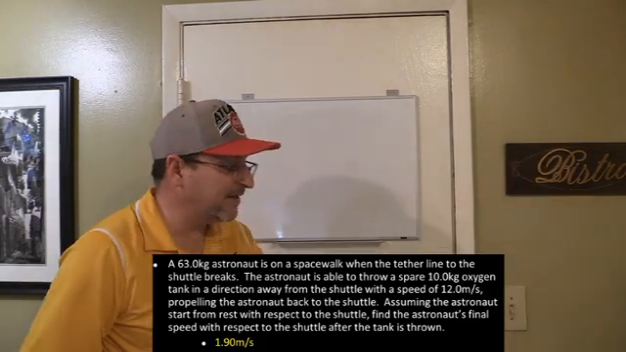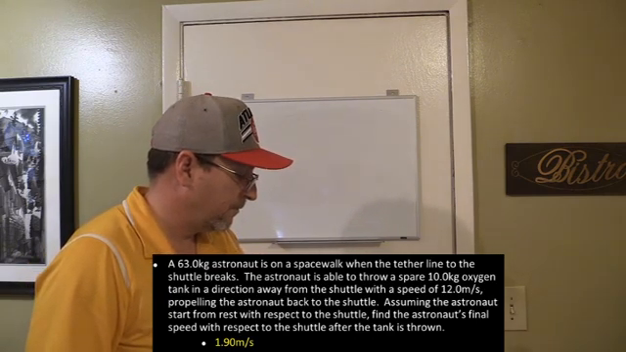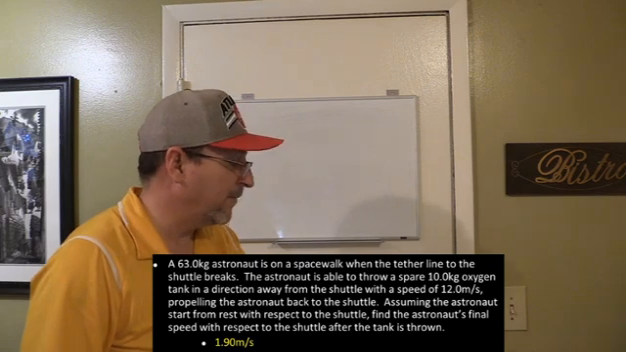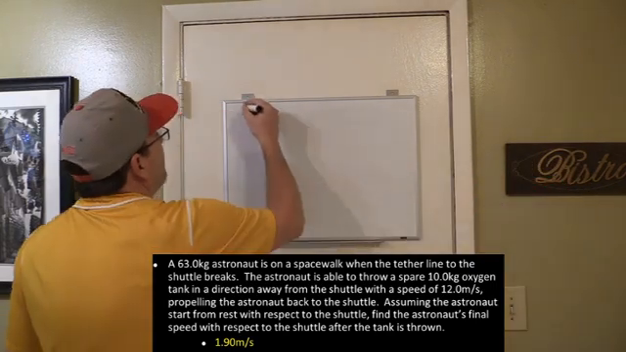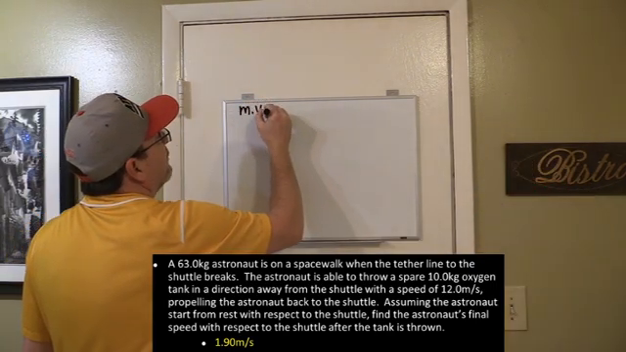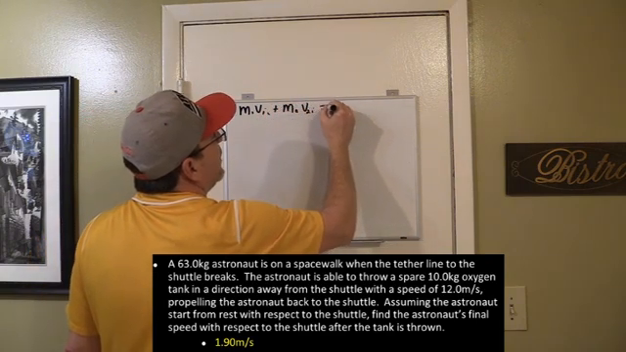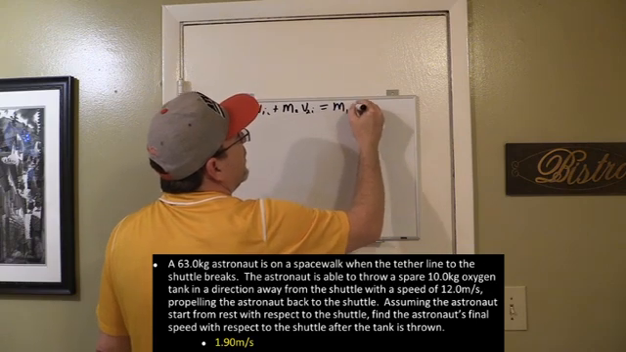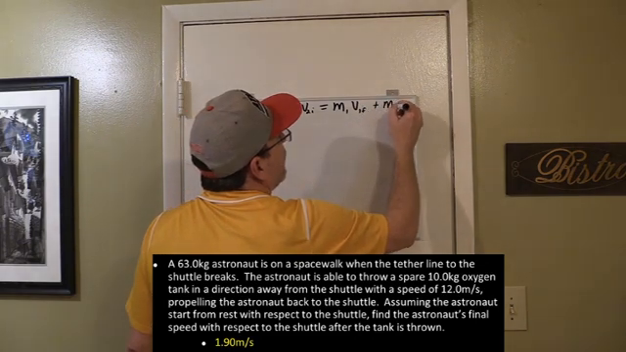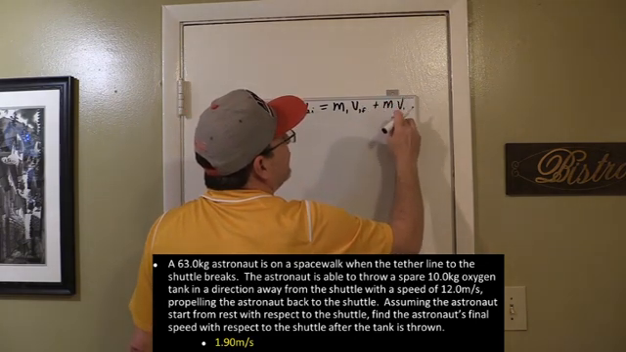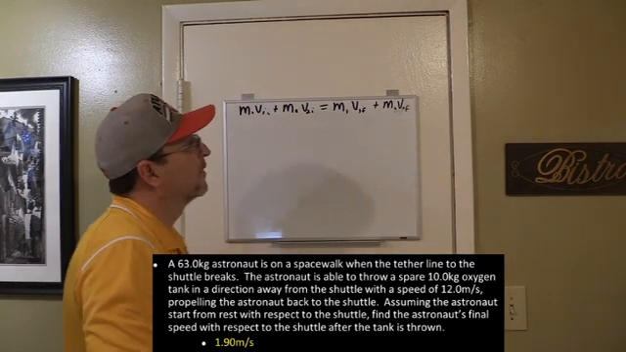Okay, here we go. Practice D. So let me go ahead and put this formula up here on my board. It's going to be the long one. M1 V1 initial plus M2 V2 initial is equal to M1 V1 final plus M2 V2 final.